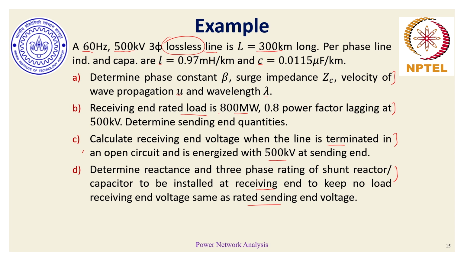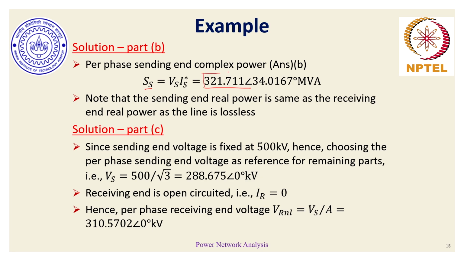There is no active power loss in the line. So whatever is the 800 megawatt requirement at the receiving end, the same quantum is supplied at the sending end with no incremental part. That means if 800 megawatt is the requirement at the receiving end, the exact 800 megawatt is coming from the sending end. So please verify that by taking the real part of this number, it should match 800 megawatt.